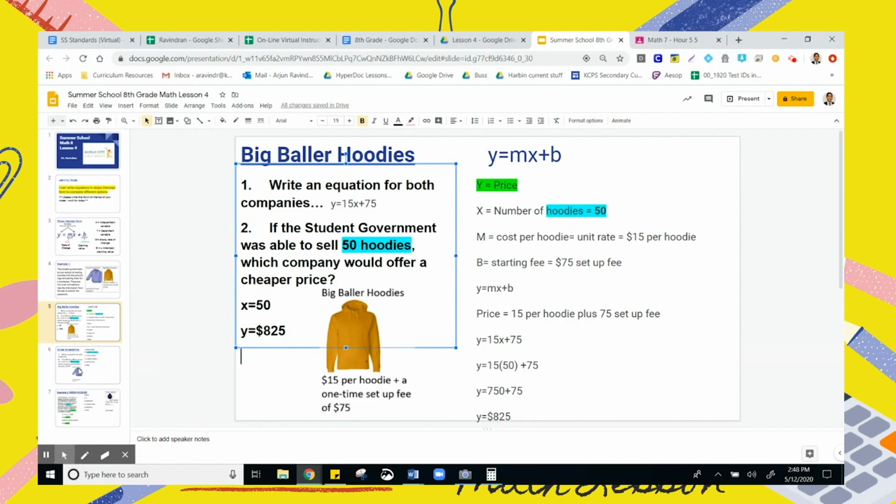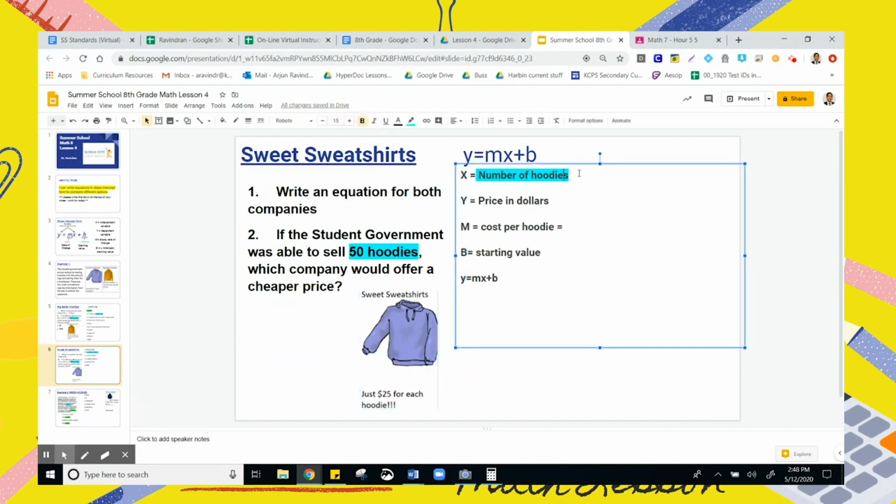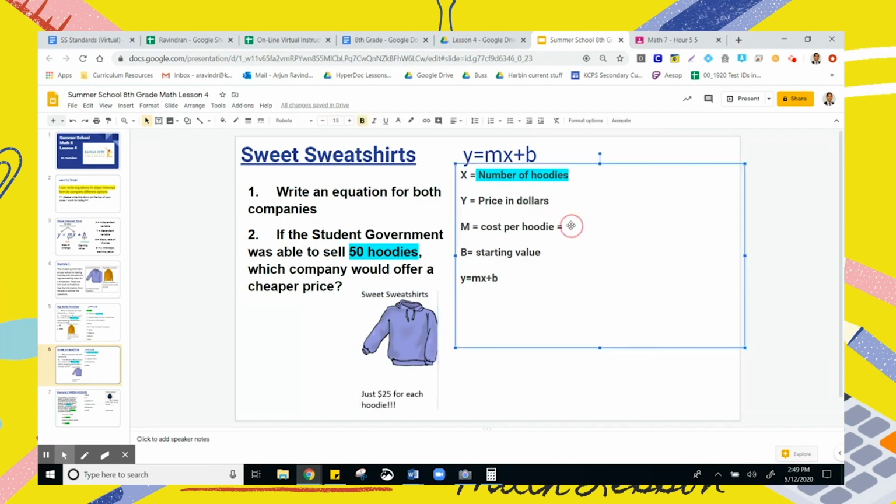Now let's take a look at the next company, Sweet Sweatshirts. Sweet Sweatshirts charges $25 for each hoodie. So X again will be our independent variable, the number of hoodies, and Y is the price in dollars. M is the cost per hoodie. Well, how much are they charging per hoodie? $25. So we'll put that down right here.